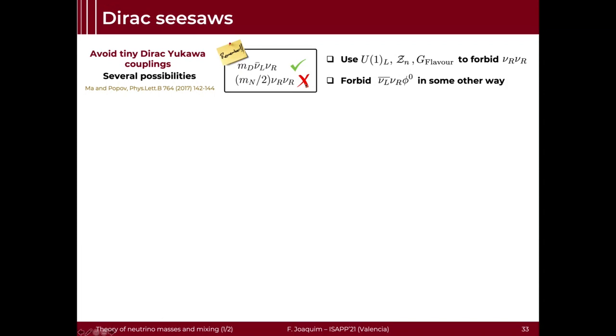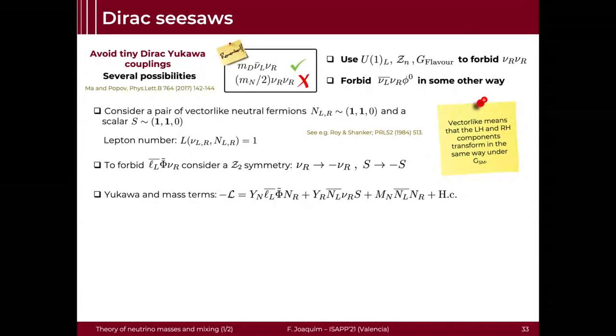So in order to forbid this mass term for the ν_R's, I can use lepton number, Z_N symmetries, whatever. You are allowed to use whatever you want. And then you have to somehow forbid this coupling, ν_L bar ν_R φ^0. Okay, so this is just an example.